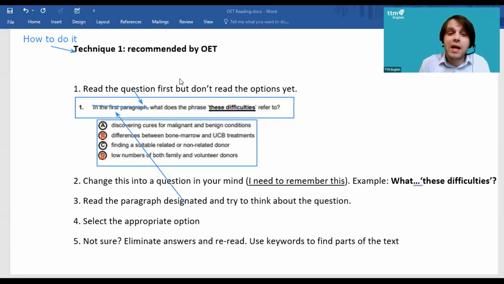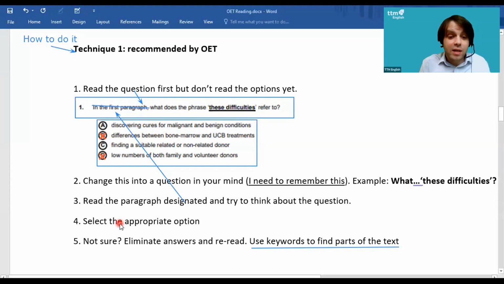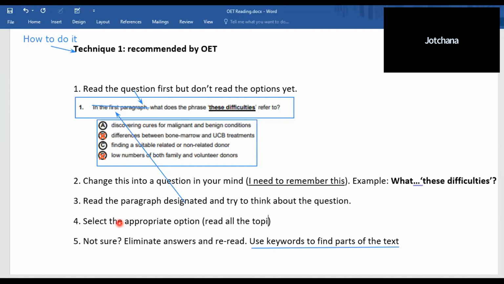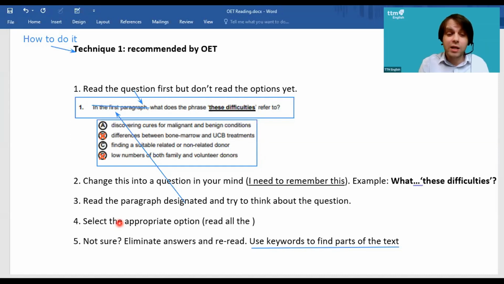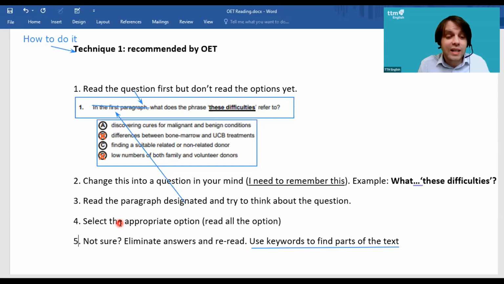What do I do next, Joshna? Sir, actually, we need to first read all the 4 options. In that, 2 will be unrelated, that we have to eliminate. When I say select the appropriate option, that means you must read all the options. But I'm just assuming that that's obvious to me. There's no way you can select the option without reading them. Okay. So, but if you're not sure, we're going to eliminate the answers.